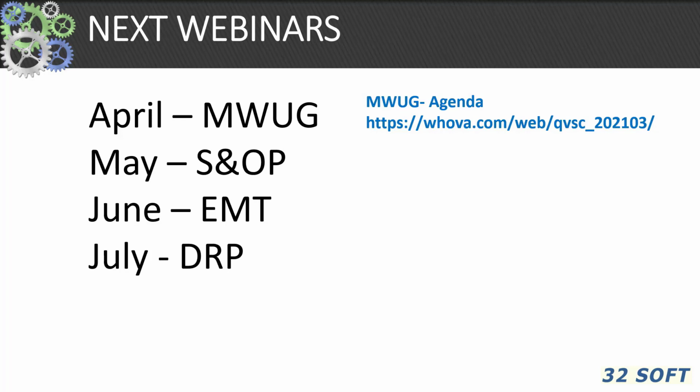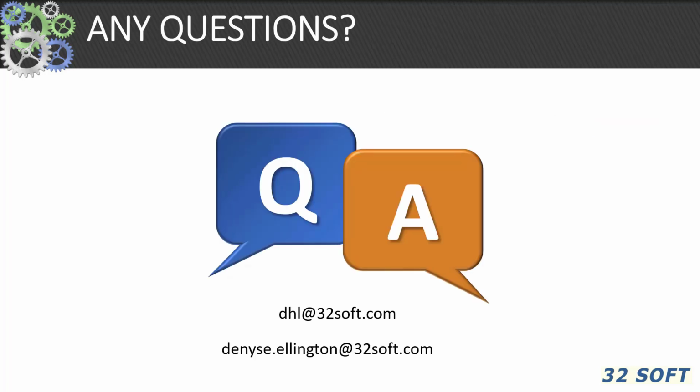In May, I'll be talking about the service and sales and operations planning functionality in QAD, with a little comparison to what we saw last month in the Dynasys system. In June, we'll talk about EMT, Enterprise Material Transfer functionality. And then in July, we'll talk about distribution requirements planning. We hope you will join us for all of our future webinars.